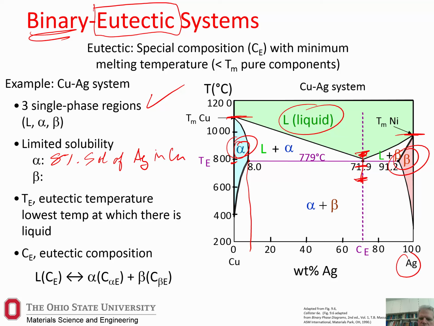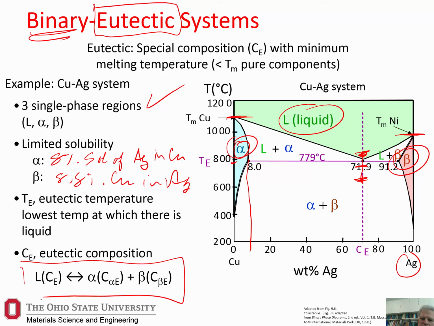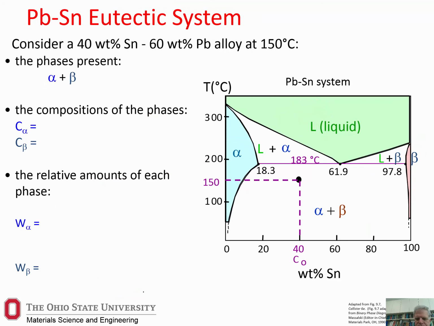If I go the other way, I've only got about 8.8% solubility of copper and silver. And then T sub E is this eutectic temperature. It's the lowest temperature. And then you've got this eutectic reaction, where the eutectic reaction is defined by this liquid. If you go just below the eutectic, it goes to alpha plus beta.